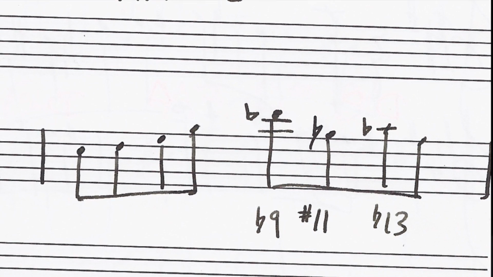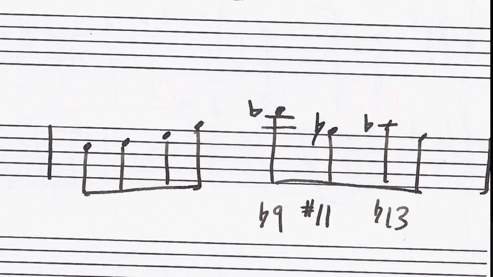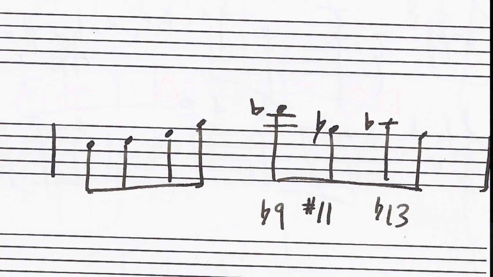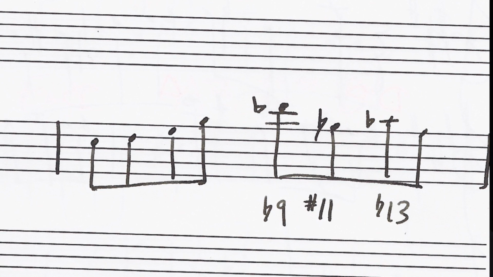And you'll see on the sheet how I've labelled them. The D flat is the flat 9 of C. The G flat, although technically a flat 12 in this situation, really is the sharp 11. And then the A flat governs the flat 13.